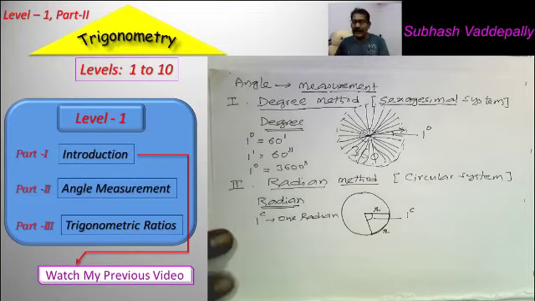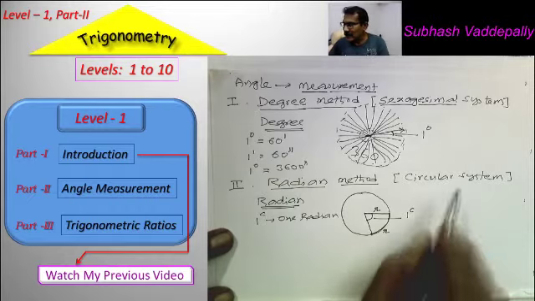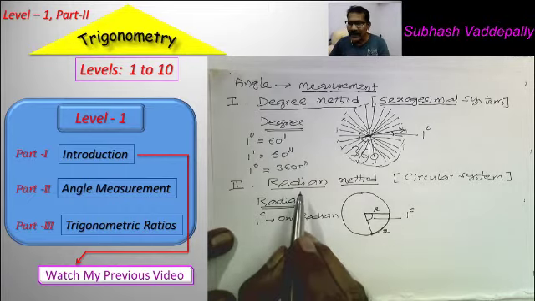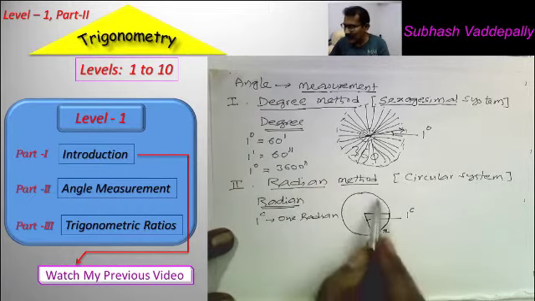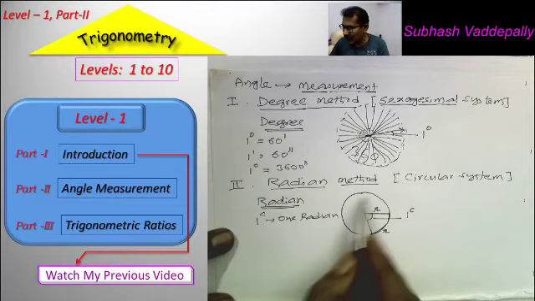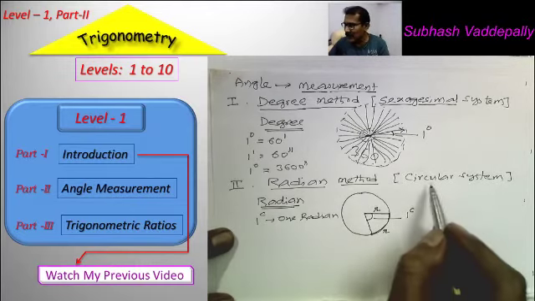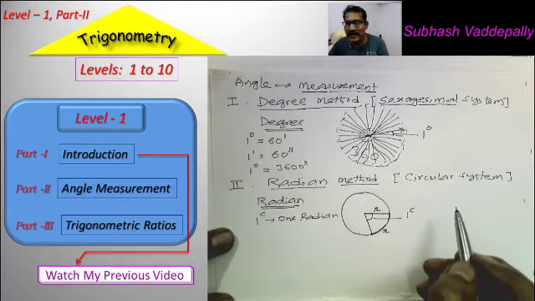And why is this called the circular system? Is the radian purely defined based on the circle? To define the radian, I am using the circle. That's why this method is also called the circular system.